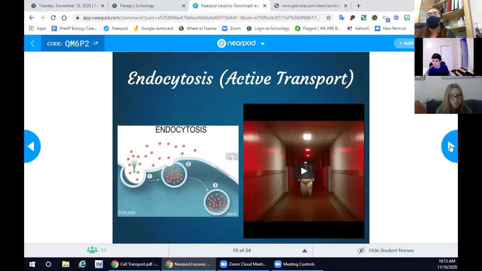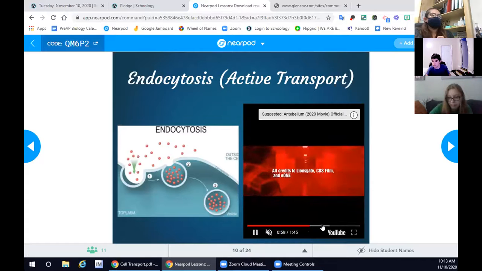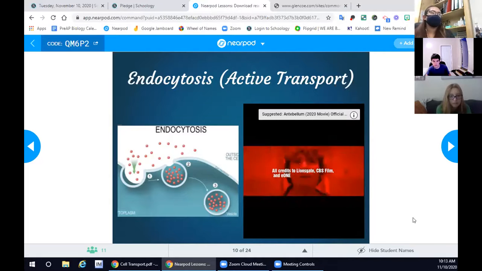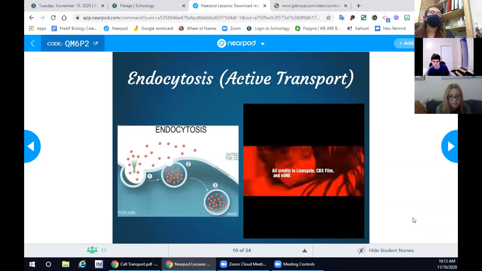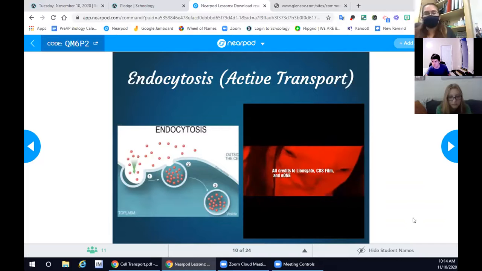Endocytosis is a type of active transport. So this is where the cell membrane engulfs particles and it brings it into the cell. And this is what I was talking about when I said engulfing. This is like my favorite movie. So this is what the cell's doing. It's bringing the particles inside of it.